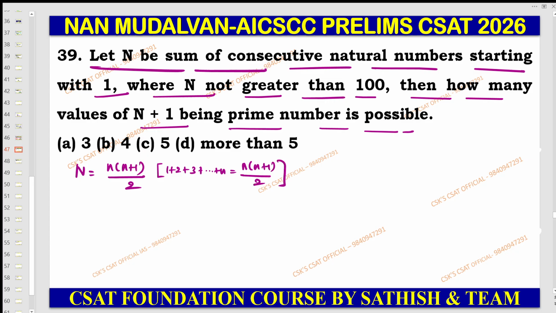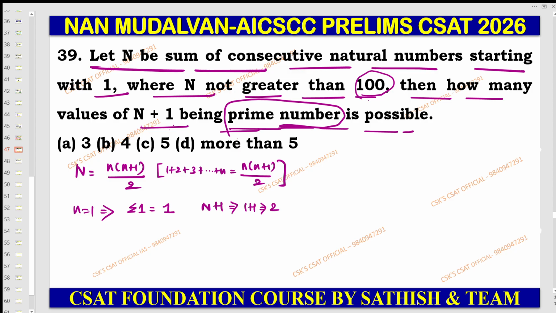That only is provided here. N is not greater than 100. So what is the implication? The summation should not be greater than 100. Please understand. Then how many values of N plus 1 being a prime number are possible? Understand the question here. Suppose I am using n is equal to 1. You know the summation concept. Summation 1 is equal to what? 1. Then what is N plus 1? N plus 1 is nothing but 1 plus 1, 2. Yes, prime number.